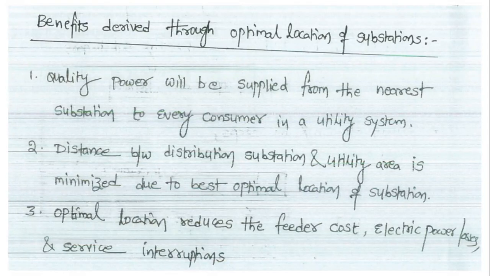That's why the optimal location of the best substation is to minimize the distance between the distribution system and the utility load. If the distance between the distribution substation and the load is minimum, then we obtain the best optimal location of the substation.